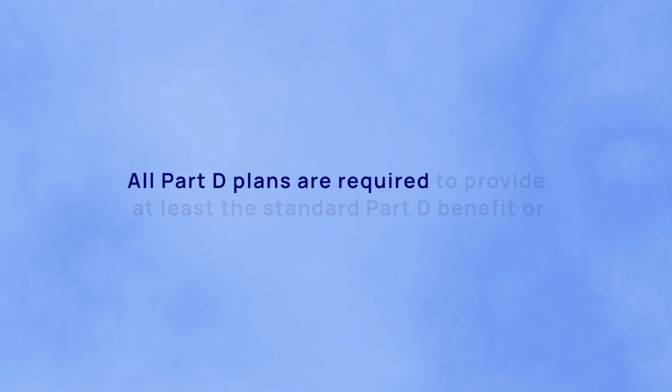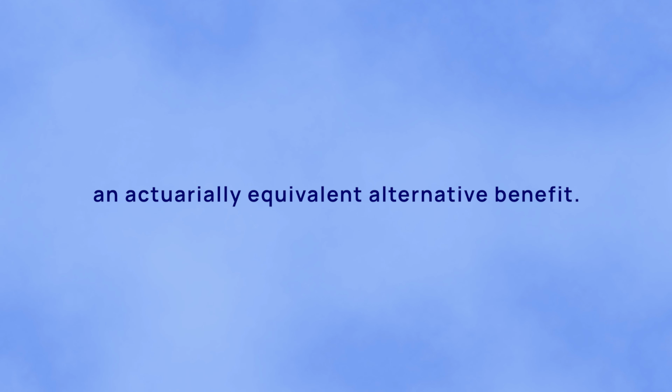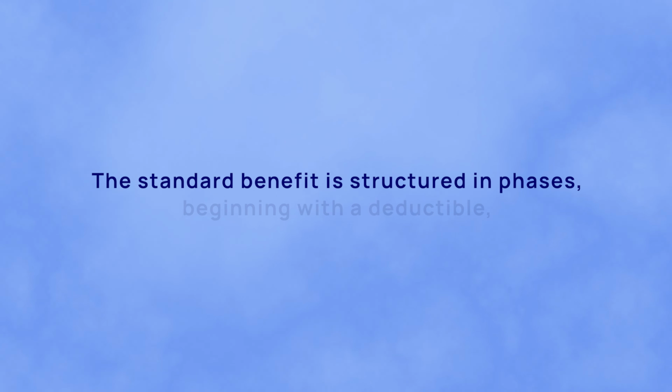All Part D plans are required to provide at least the standard Part D benefit or an actuarially equivalent alternative benefit. The standard benefit is structured in phases, beginning with a deductible, followed by the initial coverage phase, which lasts until the beneficiary reaches the annual out-of-pocket threshold. Once this threshold is met, the catastrophic coverage phase begins, substantially reducing the beneficiary's cost sharing for the remainder of the year. Alternative coverage refers to Part D plans that do not follow the standard benefit design but are actuarially equivalent, meaning the total value of the benefits is at least equal to standard coverage.